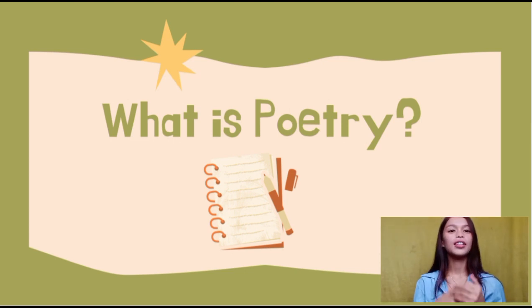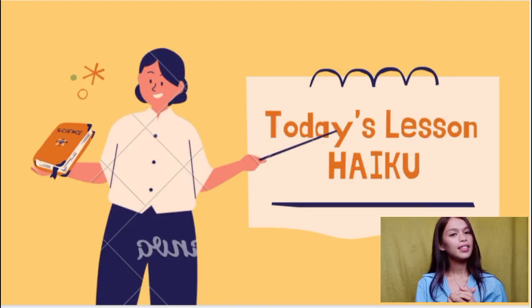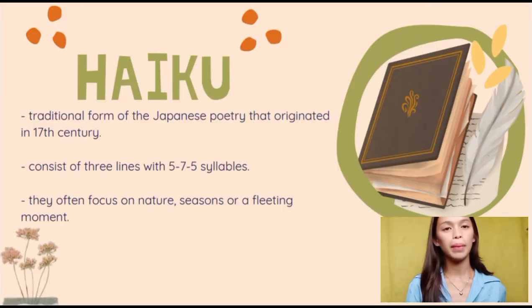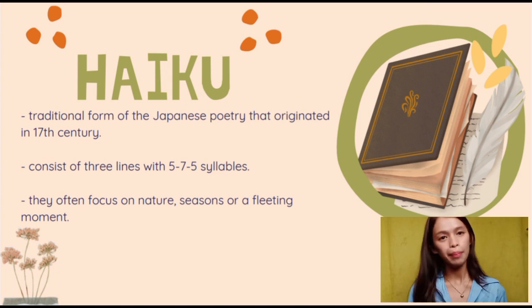So let's proceed to the types of poetry, which is haiku. So our lesson for today is about haiku, learning haiku. So what is haiku? Haiku is a Japanese form of poetry originated in the 17th century, and it is also the short type of poetry. Haiku consists of a 5, 7, and 5 pattern. So overall, it is 17 phonetic units.